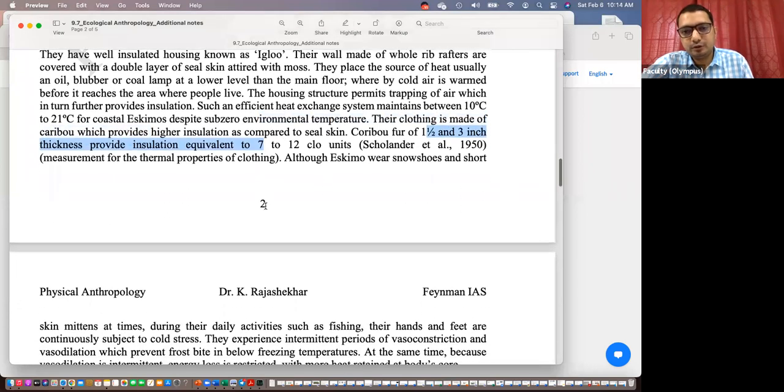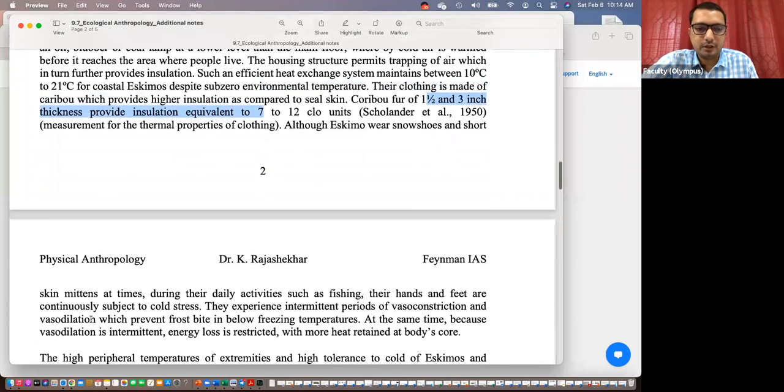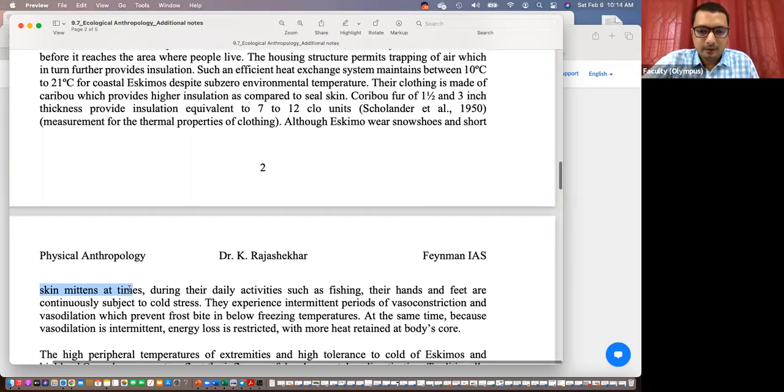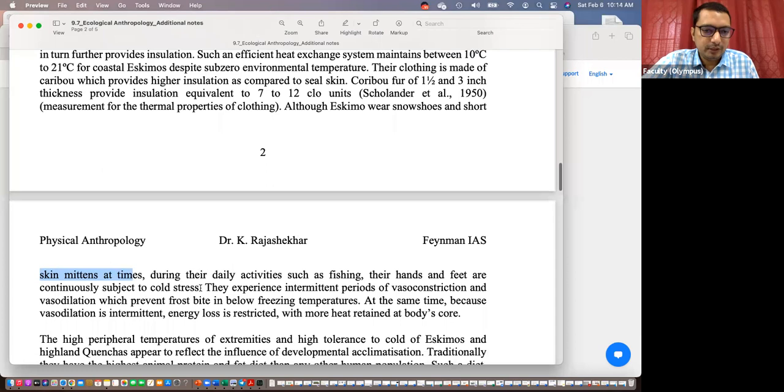Plus, Eskimos wear snowshoes and short skin mittens. But the thing is, they also have enough activities, like fishing, and in those times they actually have to expose their body parts, which can produce a cold stress. Biological adaptations will help, like vasoconstriction, which would greatly help in this type of scenario. So together with the cultural adaptation and the biological adaptations, they are able to survive effectively in these regions.